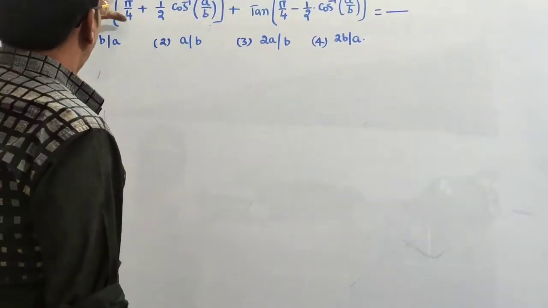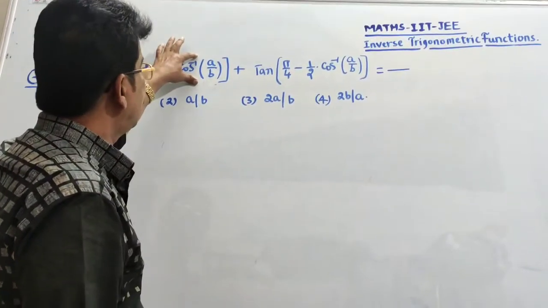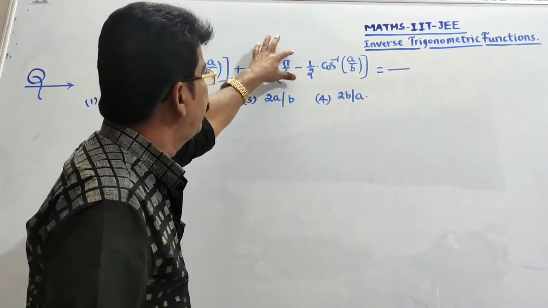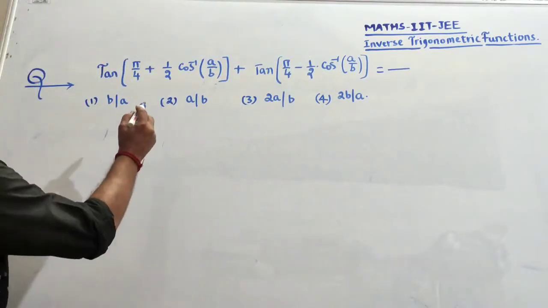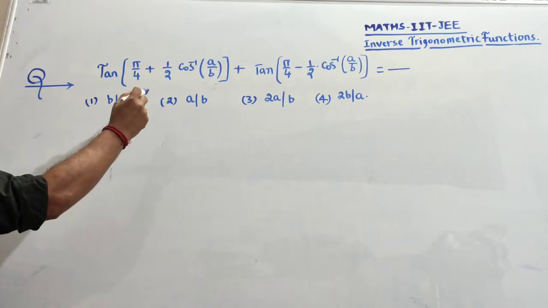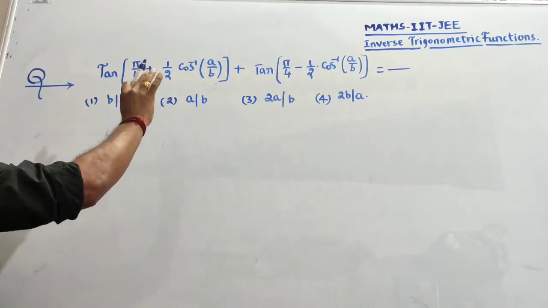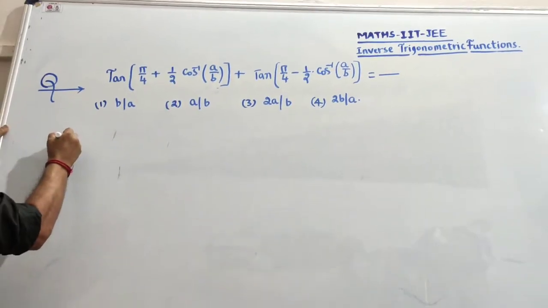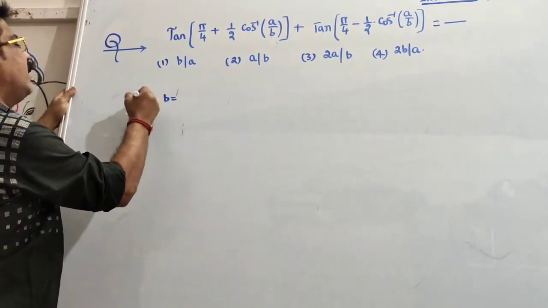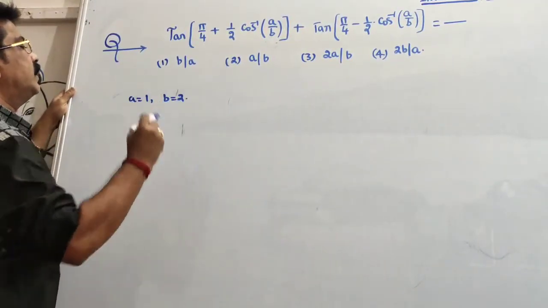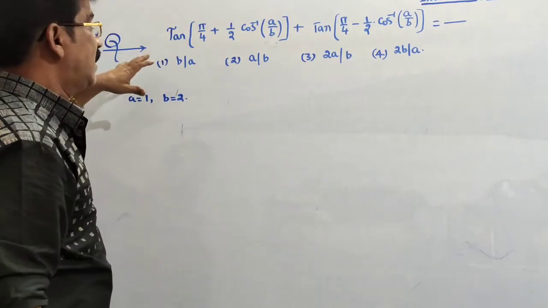Tan of pi by 4 plus 1 by 2 into cos inverse of a by b plus tan of pi by 4 minus 1 by 2 into cos inverse of a by b. Here there are no conditions for a comma b. That's why for our convenience I am taking a equal to 1 and b equal to 2. This is the shortcut.